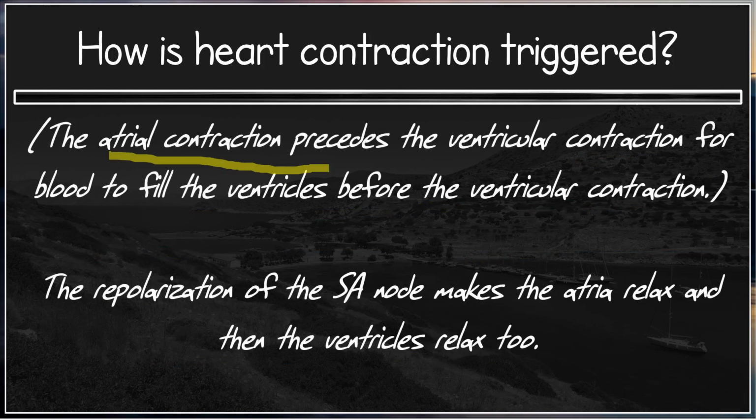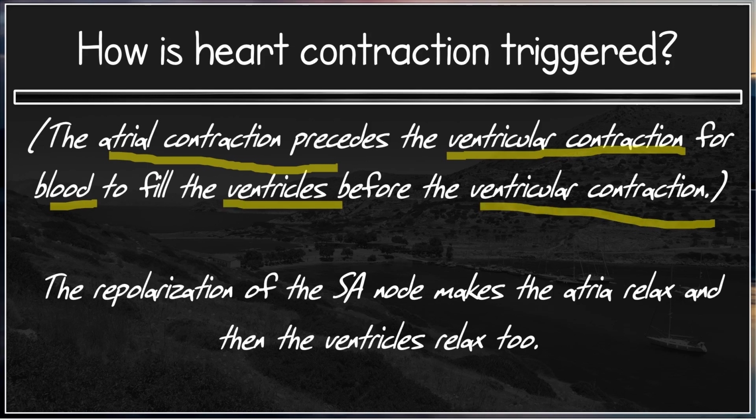The atrial contraction precedes the ventricular contraction for the blood to flow to fill the ventricles before the ventricle contraction. Repolarization of the SA node makes the atria relax, and then the ventricle relaxes too.